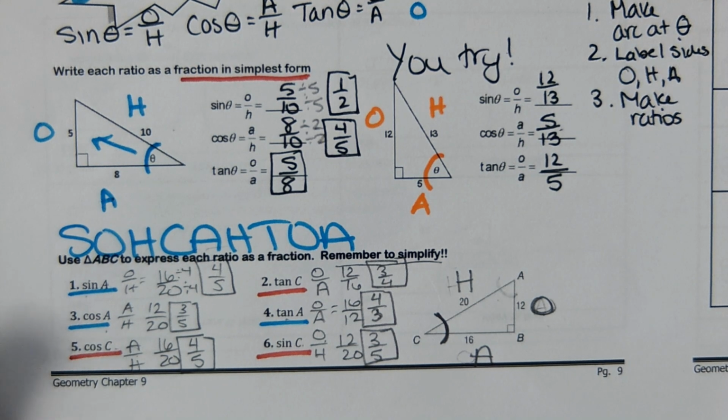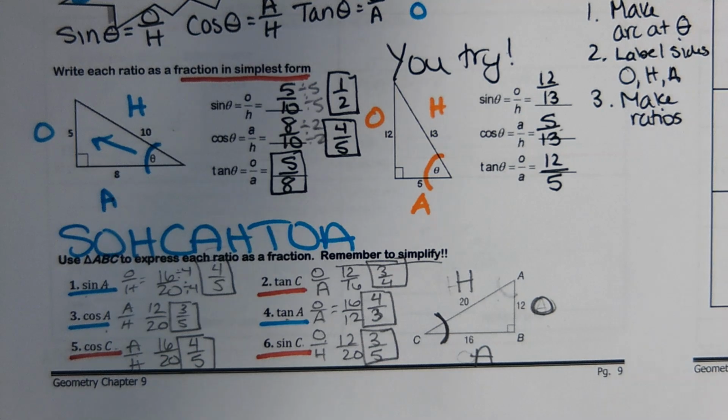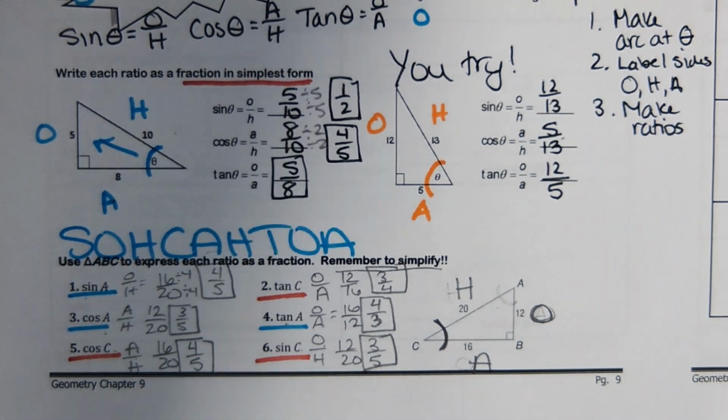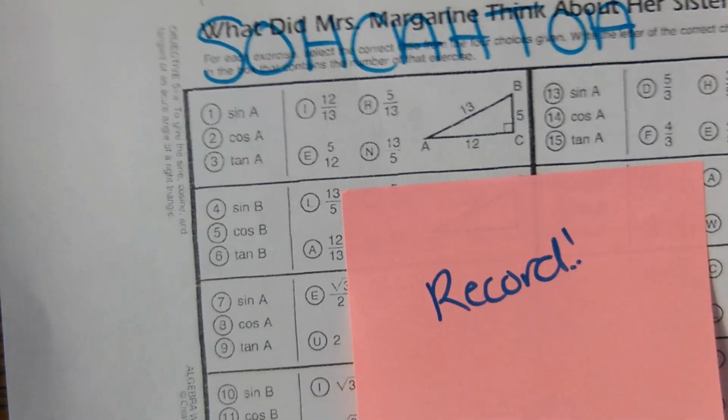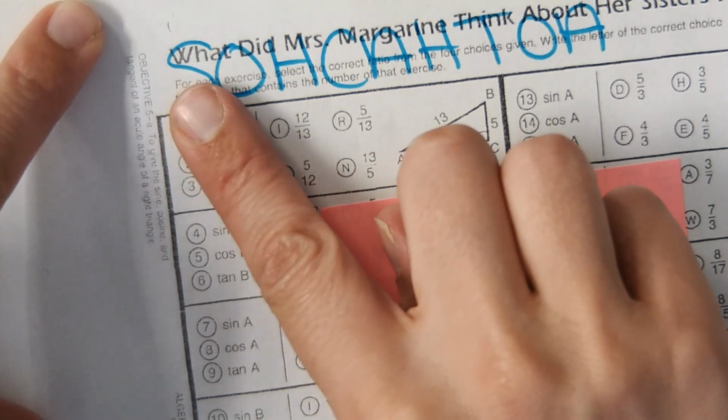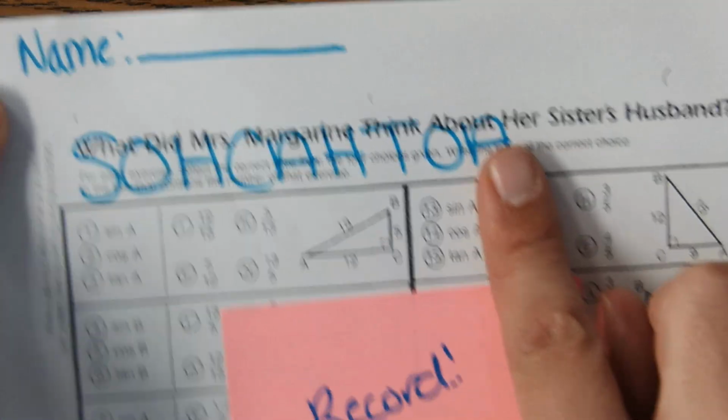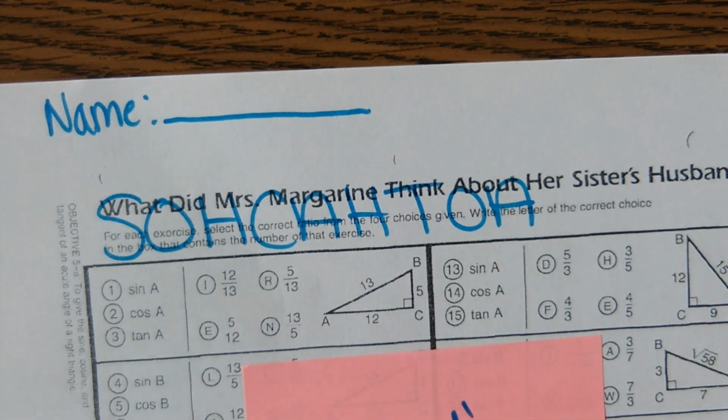How do you feel? Good? Easy? Cool. Okay, so what we're going to do now, there's no Schoology homework. However, we're still going to practice this. I have a worksheet for you, and I'm going to start it with you. So I'm going to pass this out, and I need you to put your name on it, and then write down SOHCAHTOA big at the top, and I will start it with you in a second.